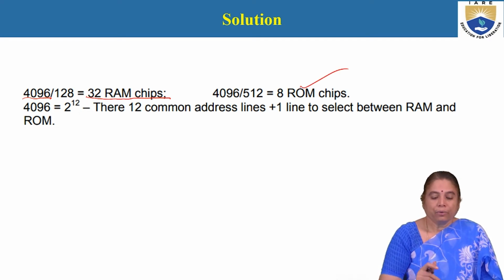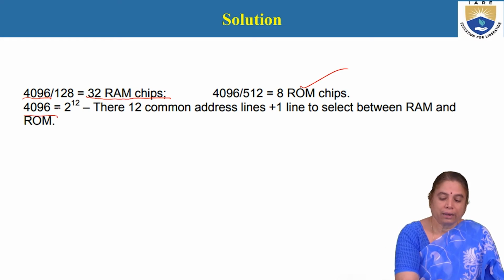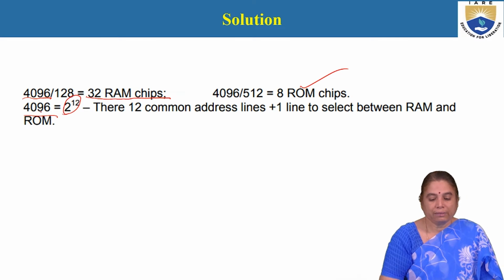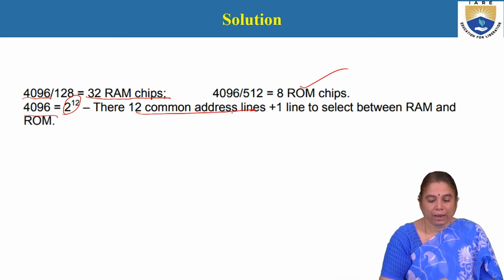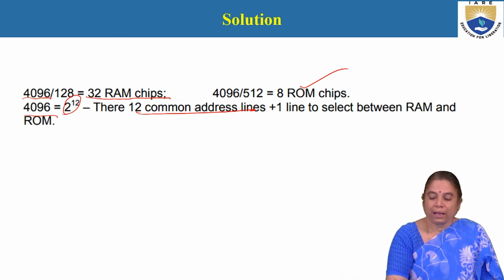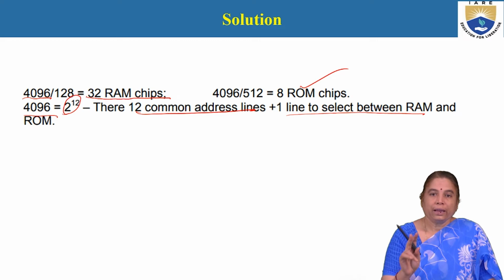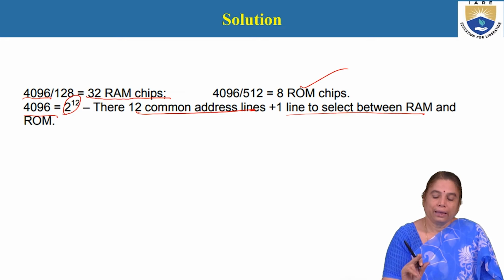And here, to address 4096, 2 power 12 is equivalent to 4096. So 12 common address lines are required for the memory and one line to select between RAM and ROM. Only 2 chips, RAM and ROM, are available. To select either RAM or ROM, one selection line is required.